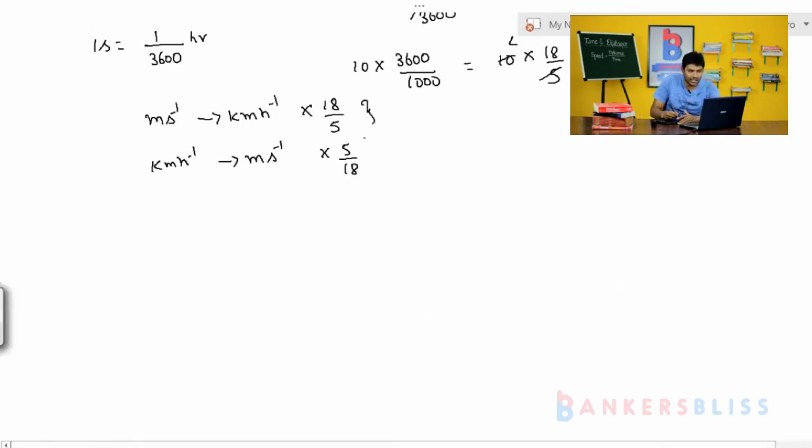This is mandatory. This is mandatory because if the units are not the same, you won't get the right answer. The units should be perfect. Okay, fine. Next concept, very important concept.